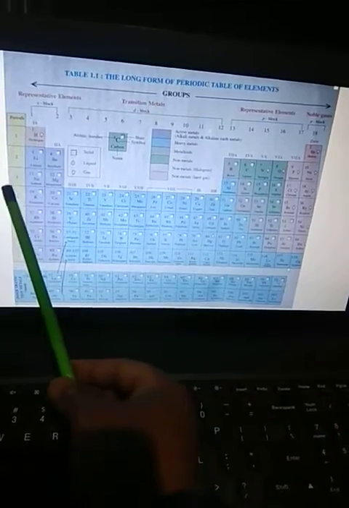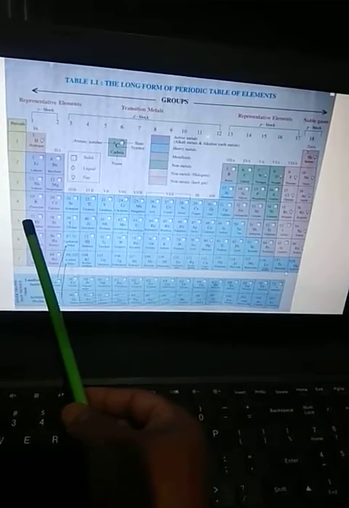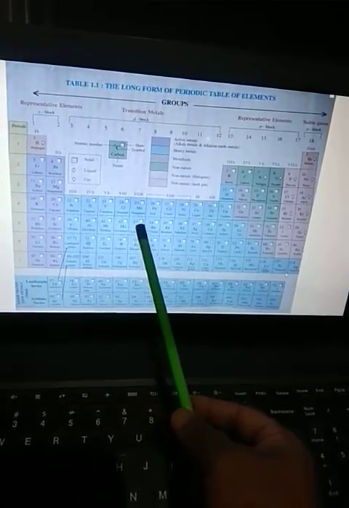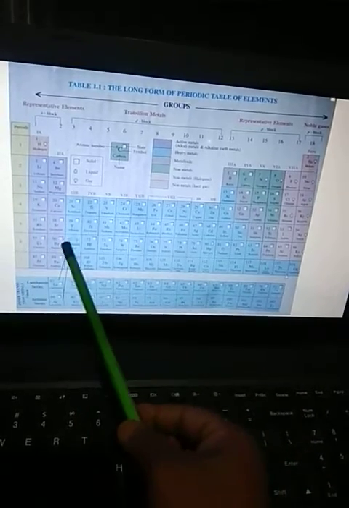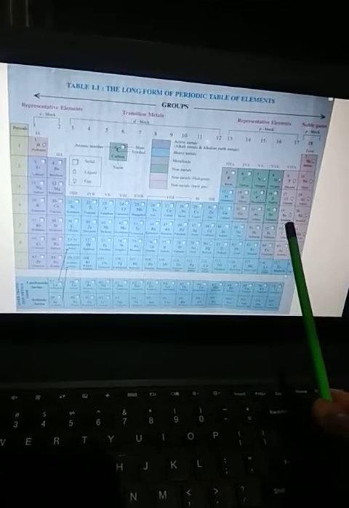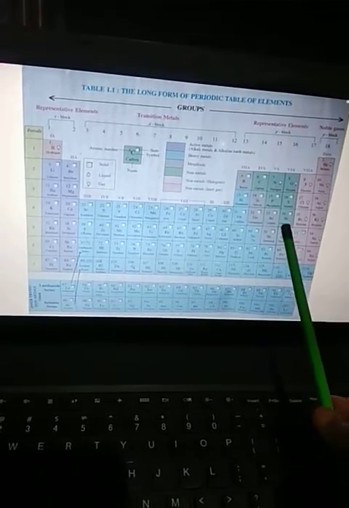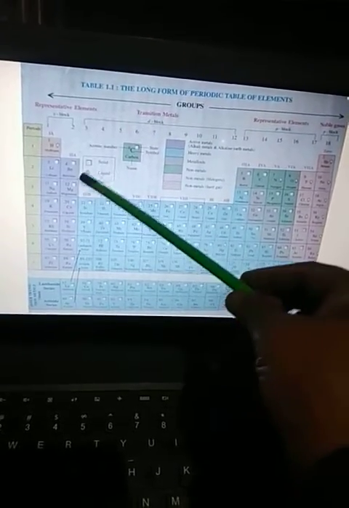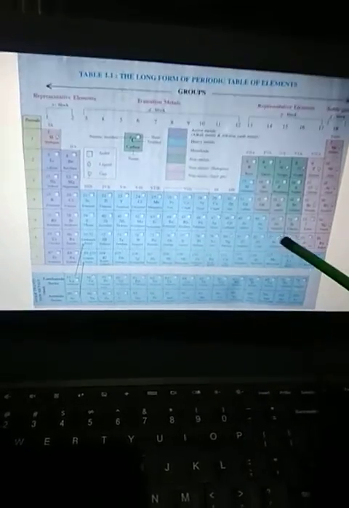Similarly, periods 4 and 5 are called long periods, and periods 6 and 7 are called the longest periods, based on the number of elements present. Okay, fine. So this is the general idea about the periodic table.